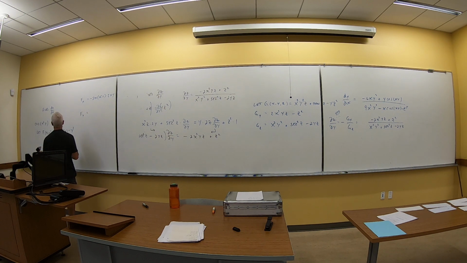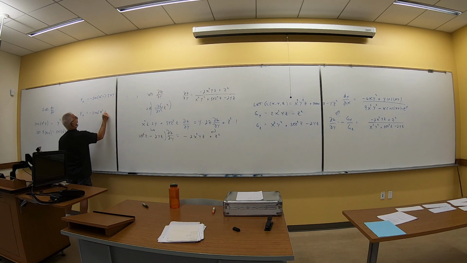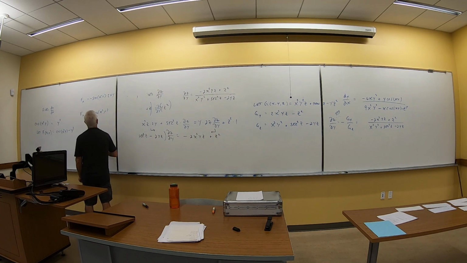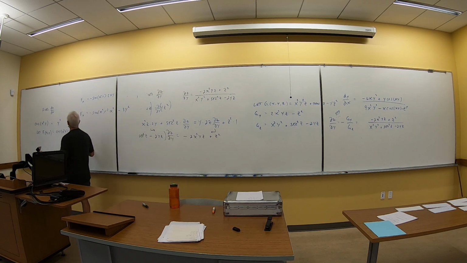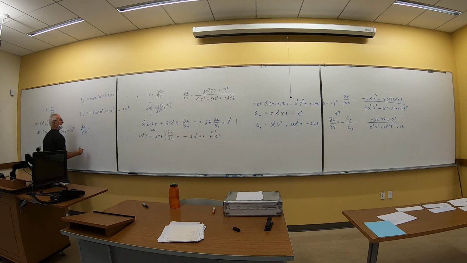Now, fy, well, it's going to be the exact same thing to start. Times x squared. That's awful looking. And now derivative with respect to y would be x squared minus 3y squared. Good. So, the derivative of y with respect to x is.